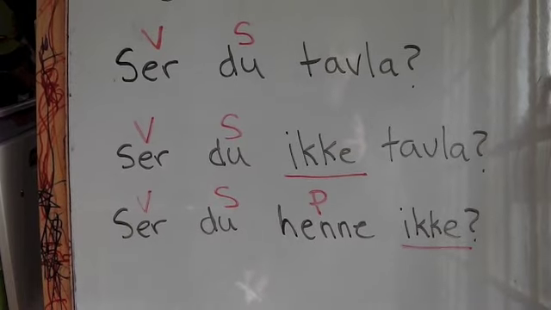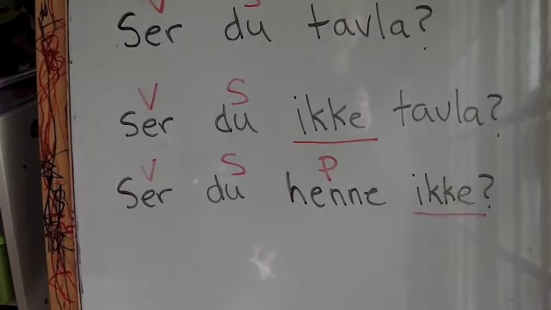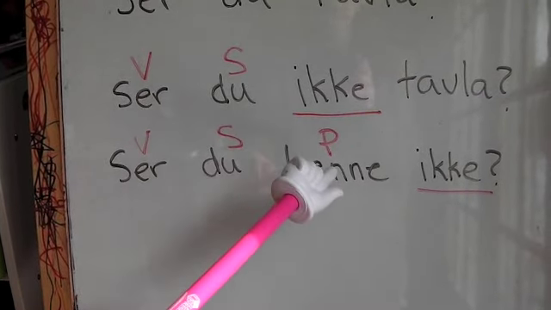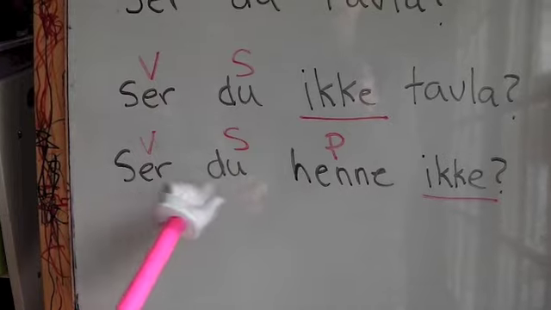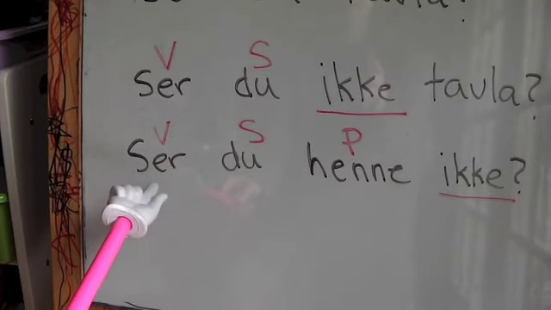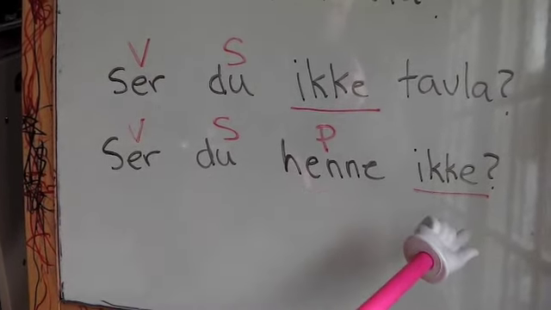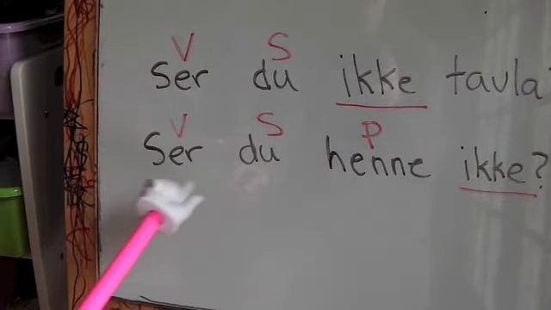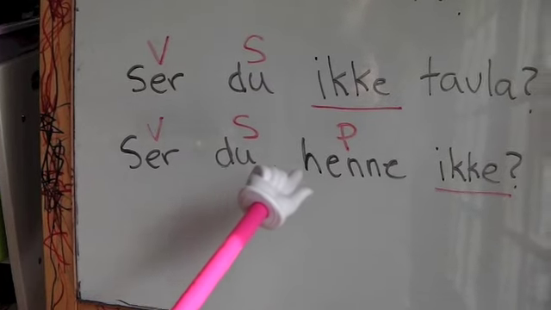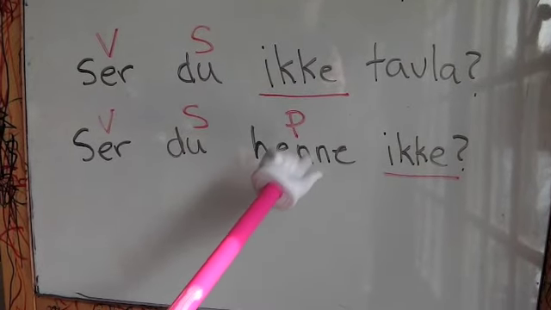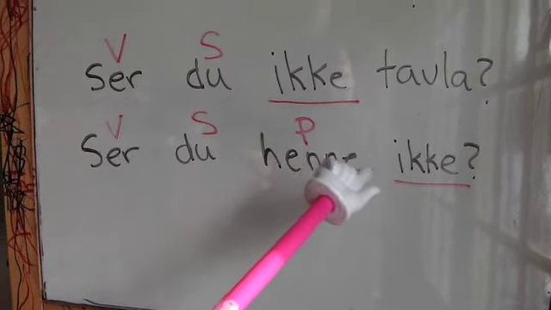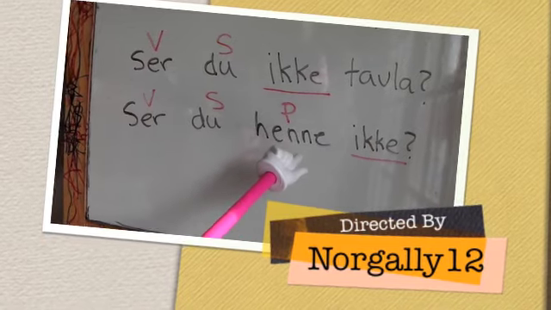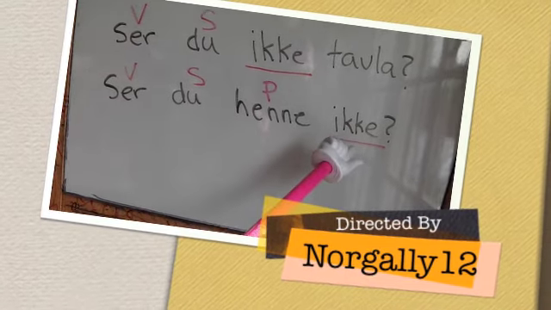Now, if I put a pronoun in there and make it into a question, see you her not, or don't you see her, which in Norwegian would be, ser du henne ikke? I have my verb in front here, I have my subject, and then I have my pronoun there, and then ikke. Just like if I didn't make this into a question, the pronoun comes between the subject and the ikke.